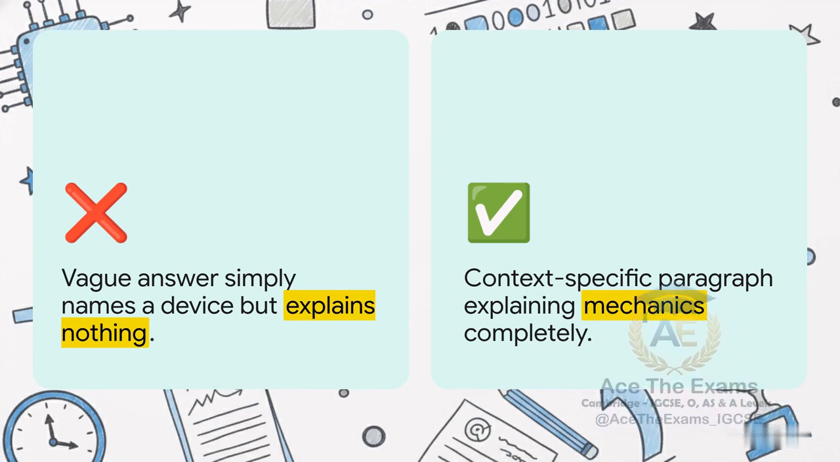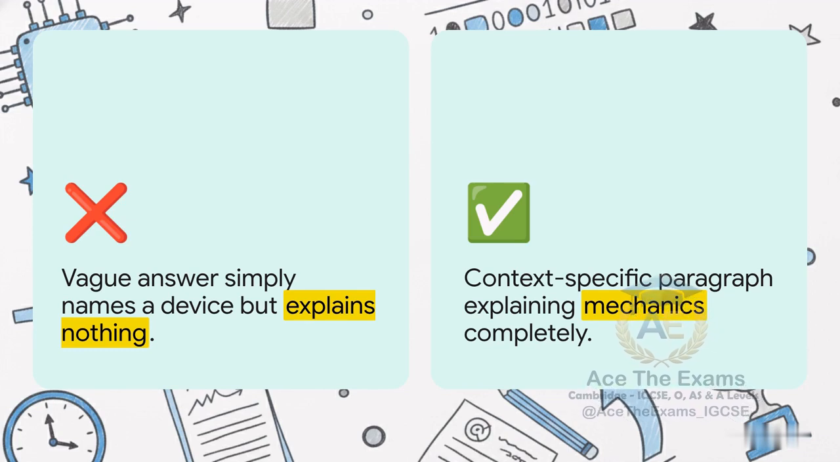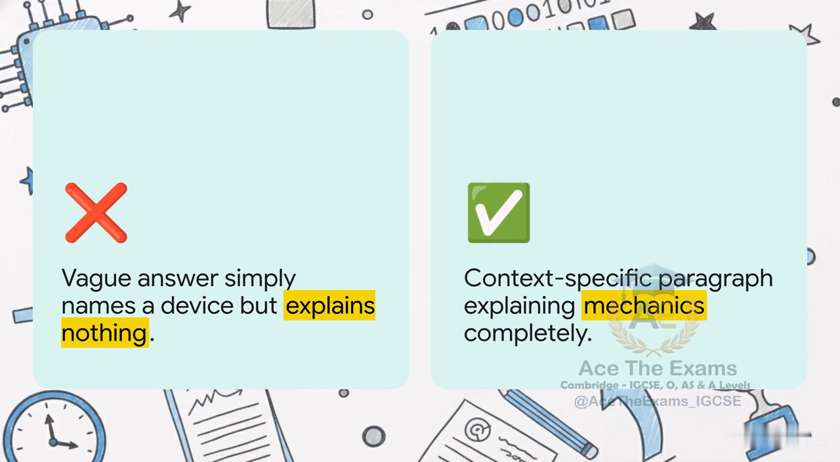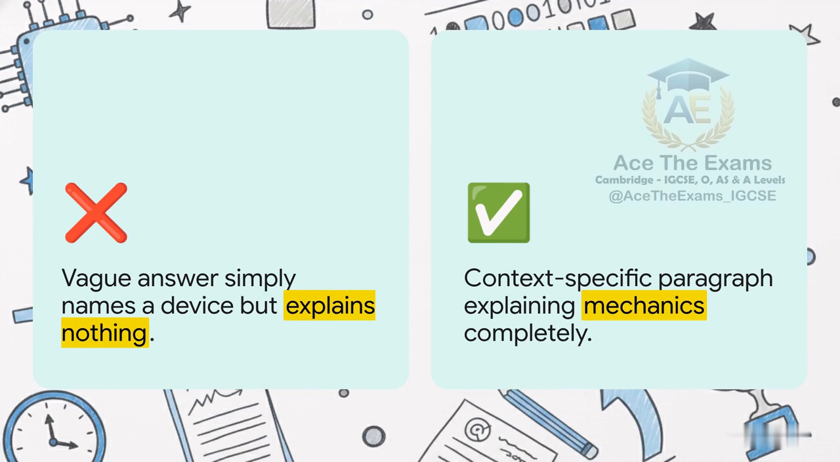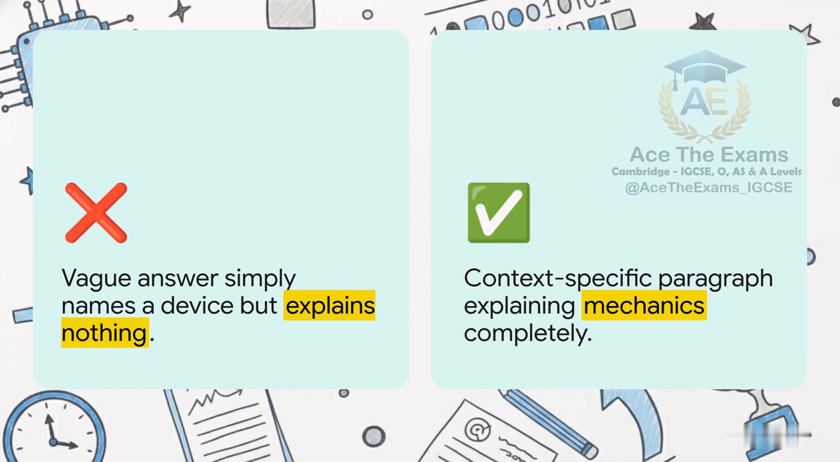Because it names a device, a camera, but it explains literally nothing about the actual computer science. It gives a broad advantage, selling things faster, but with absolutely no technical reason behind it. Now, let's completely reconstruct this into a context-specific Peel paragraph. Listen to the difference here.